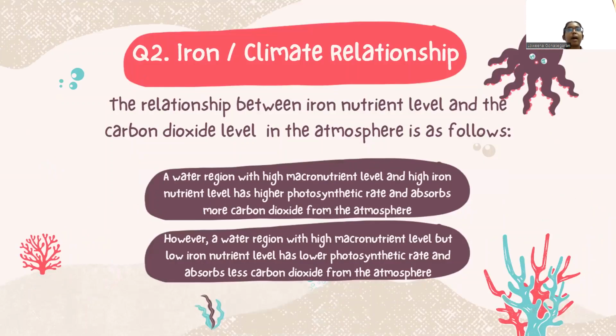So the relationship between iron nutrient level and the carbon dioxide level in the atmosphere is as follows. A water region with high macronutrient level and high iron nutrient level has a higher photosynthetic rate and absorbs more carbon dioxide from the atmosphere. However, a water region with high macronutrient level but low iron nutrient level has a lower photosynthetic rate and absorbs less carbon dioxide from the atmosphere.